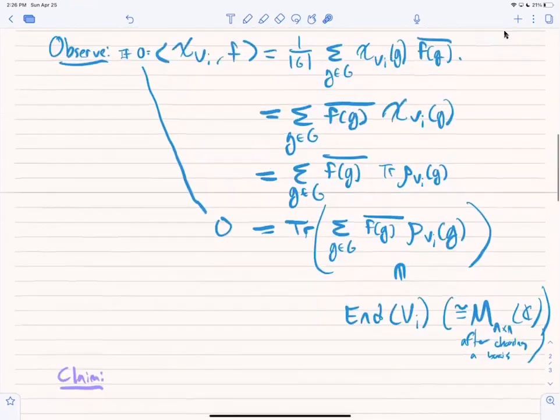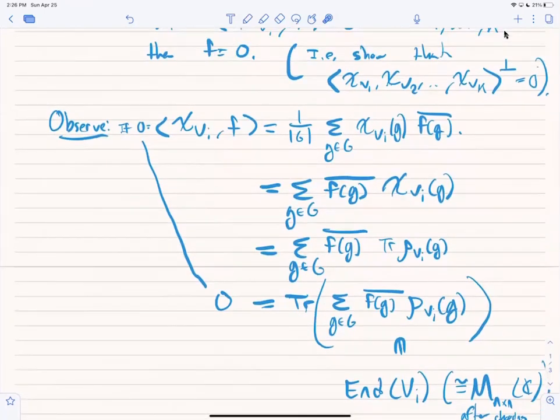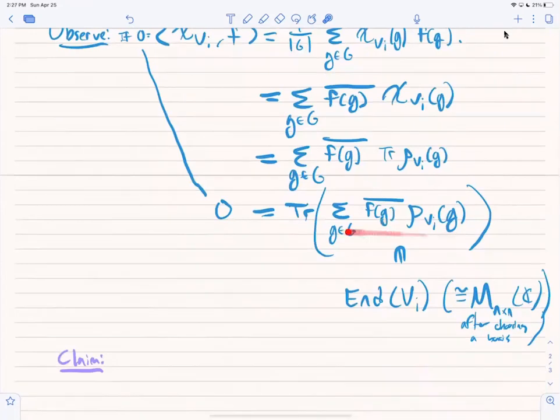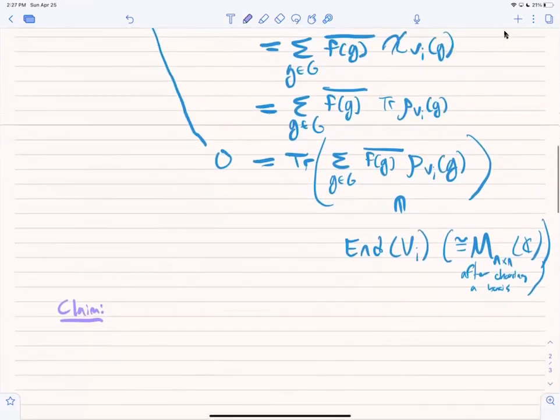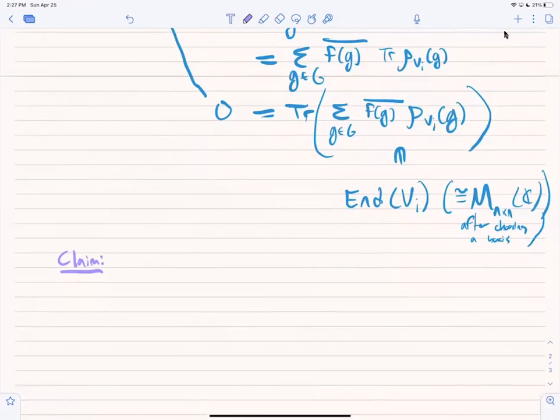So yeah, somehow, and this is the first step where we're going to bootstrap up to some more information. We started just knowing this inner product was 0. We're going to bootstrap up to finding out this whole endomorphism is actually 0. So it's not just a matrix whose trace is 0, it's really a matrix that is equal to 0. This is the first place we get some more information in this proof.